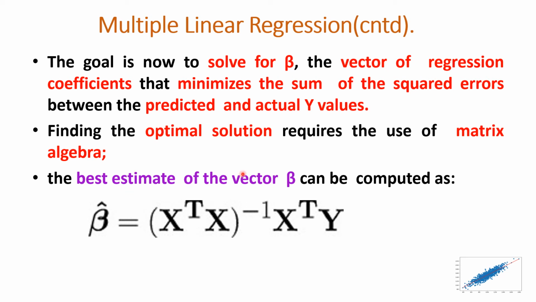The best estimate of the vector beta can be computed like this. Beta cap should be equal to x transpose multiplied with x, then that value is inverted, and that should be multiplied with x transpose multiplied with y. So you just study this formula to find out the best estimate for the vector beta. This is actually computed in matrix algebra.